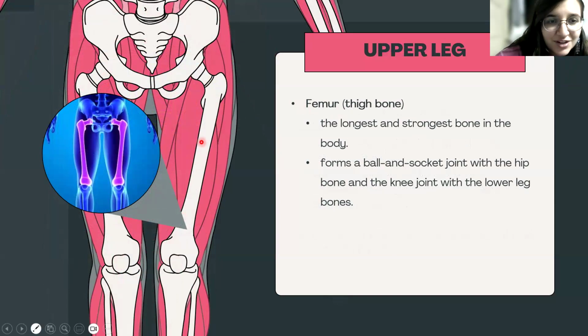And if you notice, it's very unique at the edges. So if you look at the upper part here, it's forming a ball and socket joint with the hip bone. And then below here, this lower part connects with the lower leg. It forms a joint here. But the femur is the largest and the strongest bone in your body.